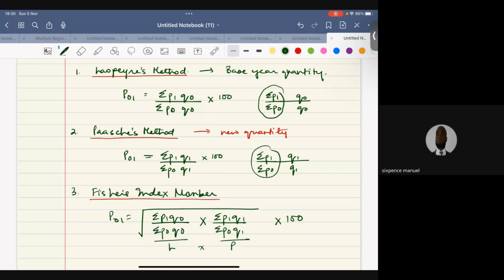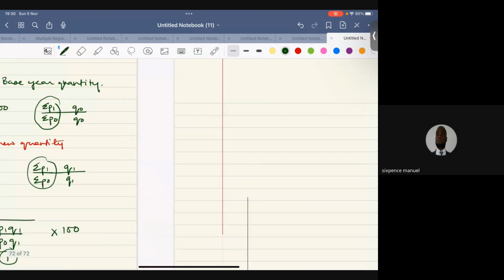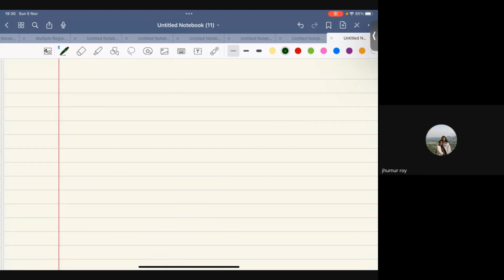Professor, sorry, I didn't get you when you were explaining this last formula of Fisher's index number. See, here this is just letters L and P. And Laspeyres method and Paasche's method we have multiplied. Yeah. Okay, no problem. Thank you. Yeah. I got you. Thanks. Yes. So let's do one question on it.